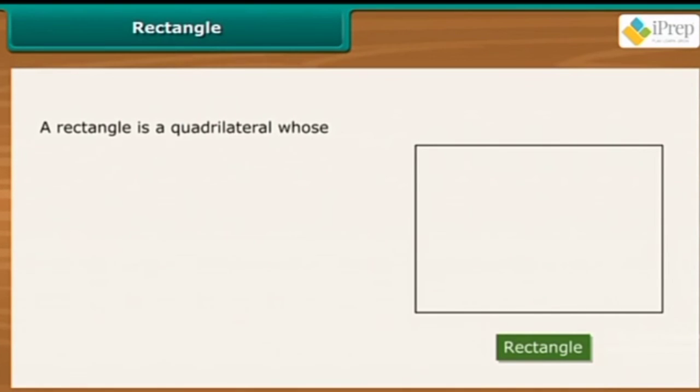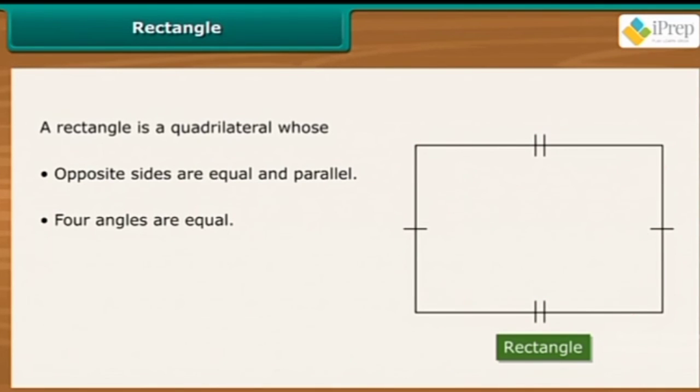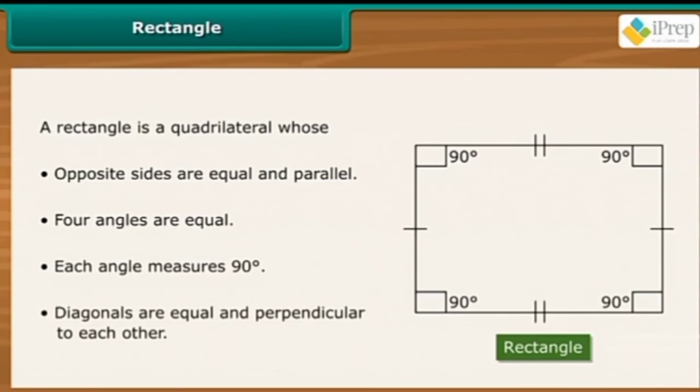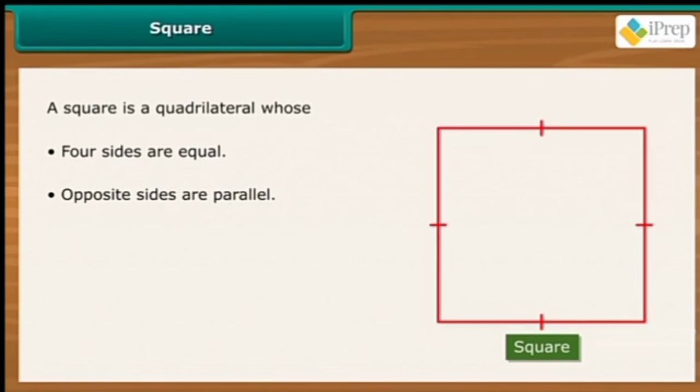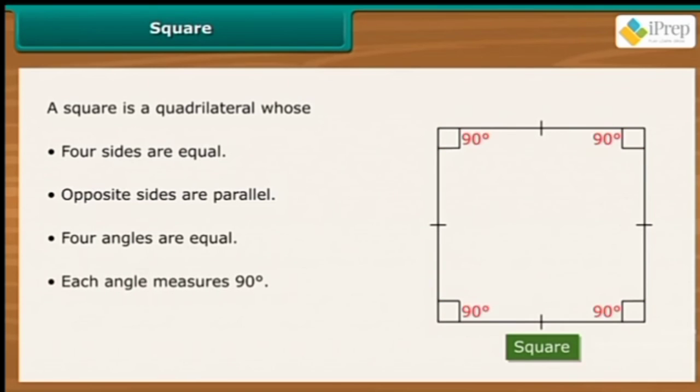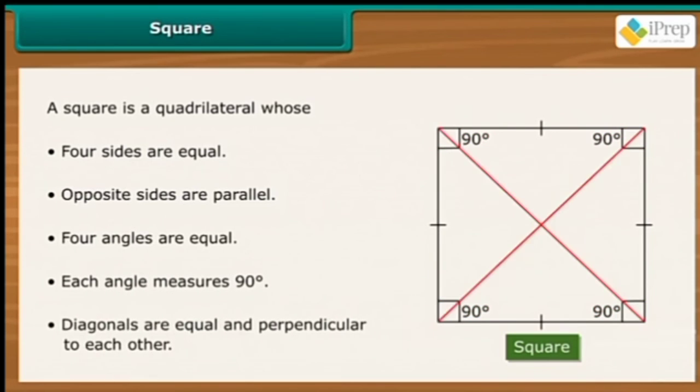A rectangle is a quadrilateral whose opposite sides are equal and parallel, whose four angles are equal, whose each angle measures 90 degrees, and whose diagonals are equal and perpendicular to each other. A square is a quadrilateral whose four sides are equal, opposite sides are parallel, four angles are equal, each angle measures 90 degrees, and diagonals are equal and perpendicular to each other.